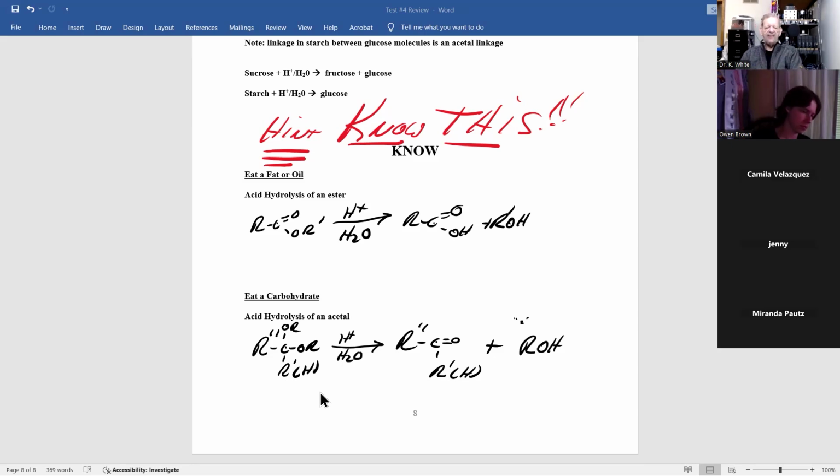So leaving my class, you should know how to describe how soap works. You should know how to describe with words and a general reaction what happens when you eat a fat or oil. That's acid hydrolysis of an ester. Here's the general reaction of acid hydrolysis of an ester. You learned it for test number 3.